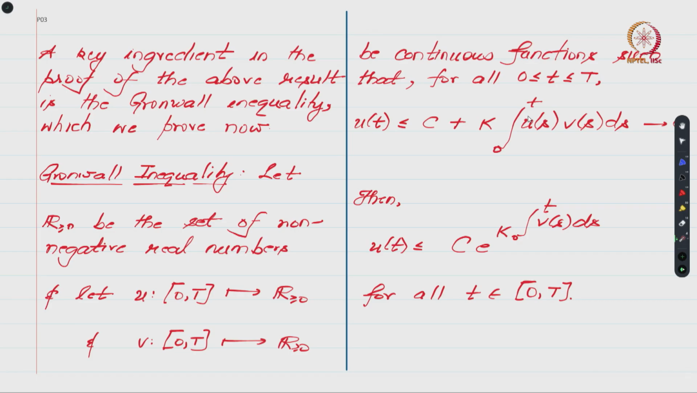In that sense this inequality is implicit in nature, whereas here you have an explicit relation: U of t is on the left hand side but there is no U on the right hand side. So, this is an explicit inequality, and that in some sense is the utility of the Grönwall inequality, that you can take an implicit inequality and convert it into an explicit inequality.